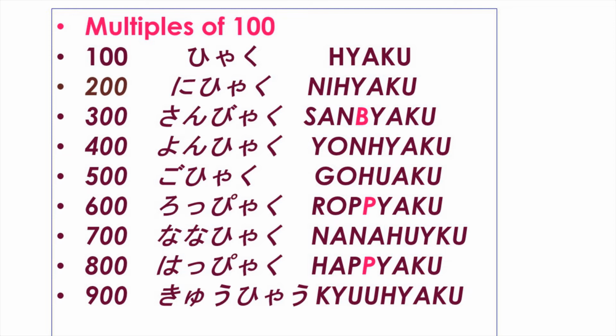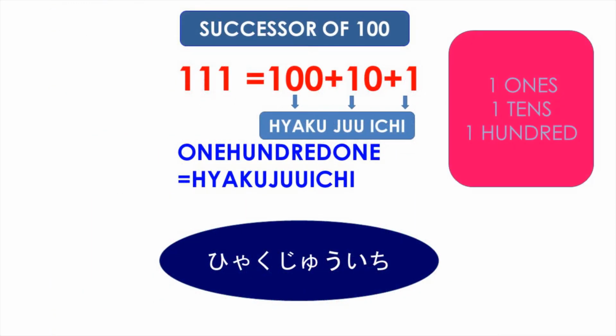Now we will try counting after 100. Suppose we take the number 111. Again by the splitting method, 100 plus 10 plus 1, or according to place values, we have 1 at the 1's place, 10 at the 10's place, and 100 at the 100's place. So the value will be Hyaku, Ju, Ichi. Please take reference of this pink box. Then only you can get a clear picture of what I am trying to explain to you.